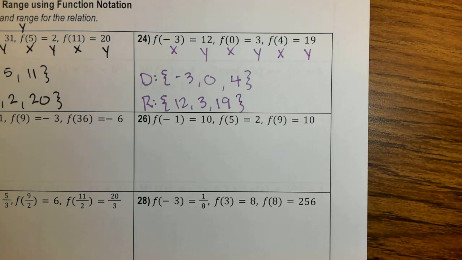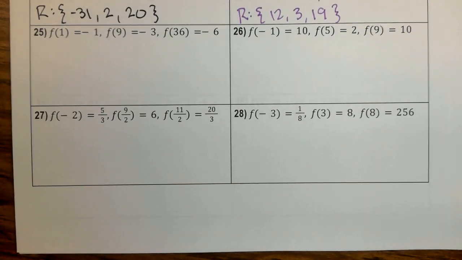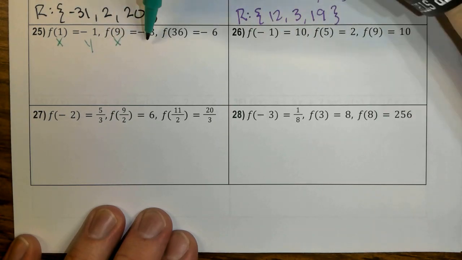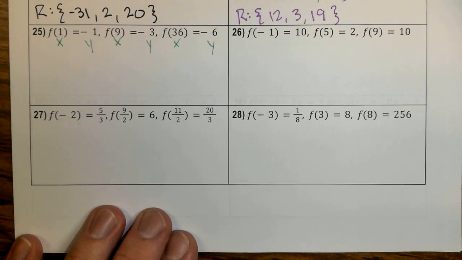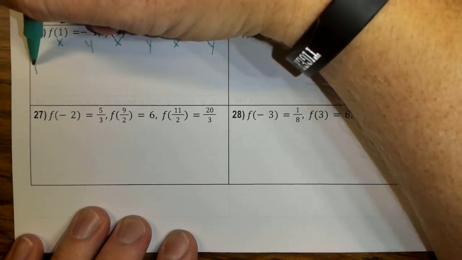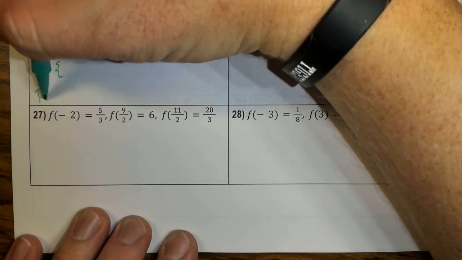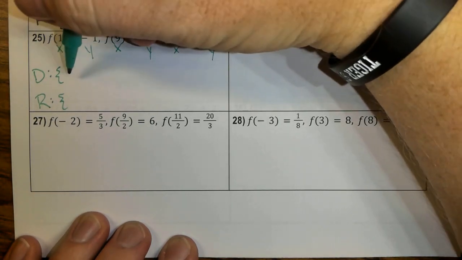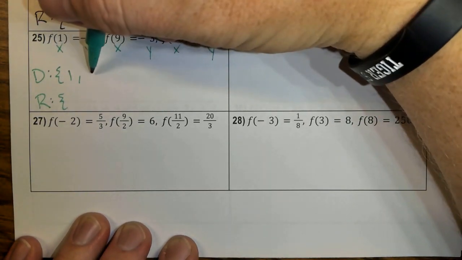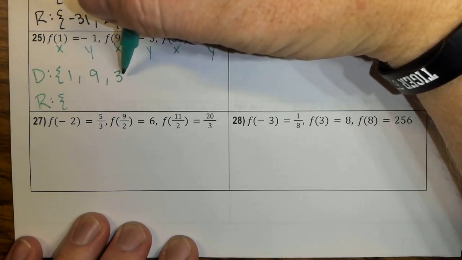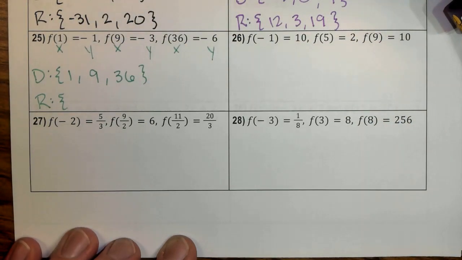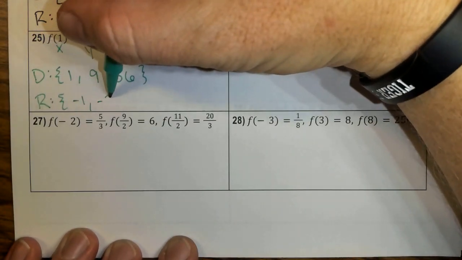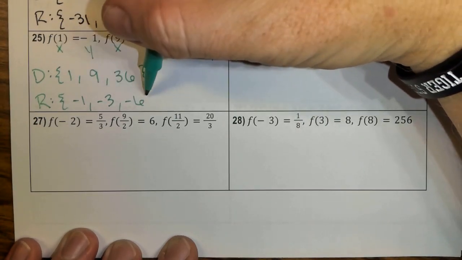Okay, 25. X, Y, X, Y, X, Y. So I label them, and then I just write domain, fancy bracket, range, fancy bracket. So my domain is all my X values, so everything in parentheses. I have 1, 9, and 36. And for Y, everything not in parentheses, so -1, -3, and -6.